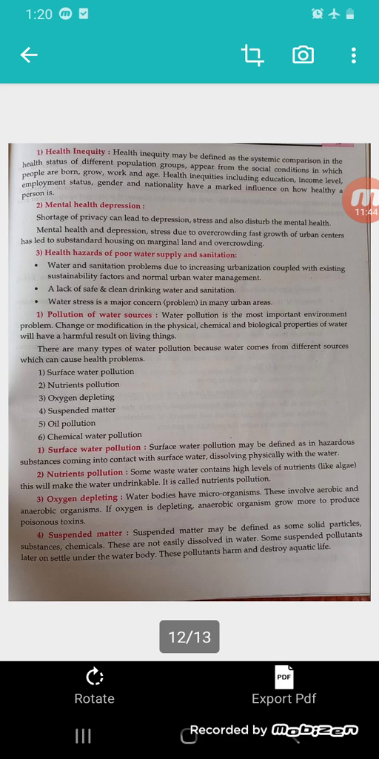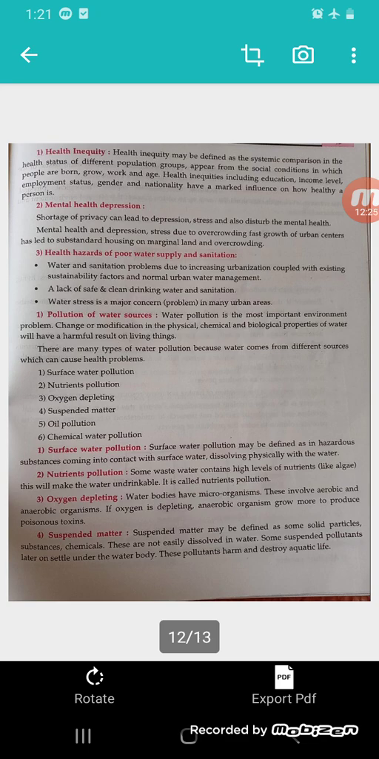Water and sanitation problems are due to increased urbanization. A lack of safe and clean drinking water and sanitation. Water stress is a major problem in many urban areas. Pollution of water sources. Water pollution is the most important environmental problem. The change in the physical, chemical and biological properties of the water will have a harmful result on living things.